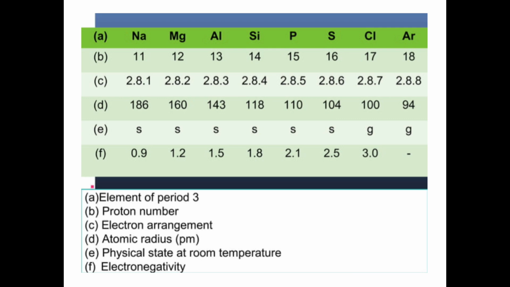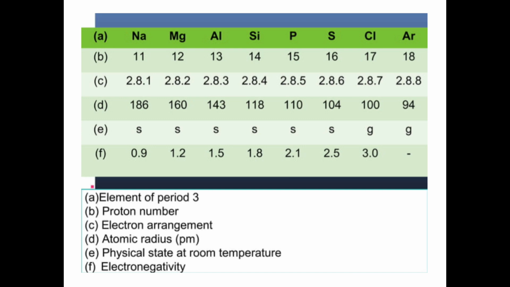The values are 186, 160, 143, 118, 110, 104, 100, and the last one is 94. You observe that the atomic radius is decreasing, like we have said, due to the increase in nuclear charge, and because the electrons are pulled closer towards the nucleus.